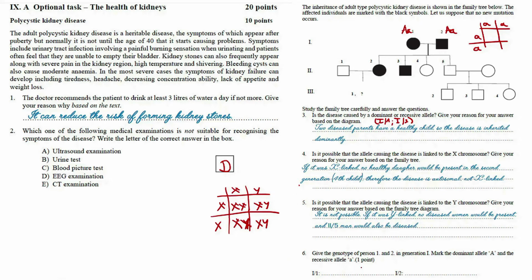Give the genotype of person 1 and 2 in generation 1, mark the dominant allele with capital A and the recessive allele with lowercase a. So actually we have already done that. These individuals will be heterozygous.